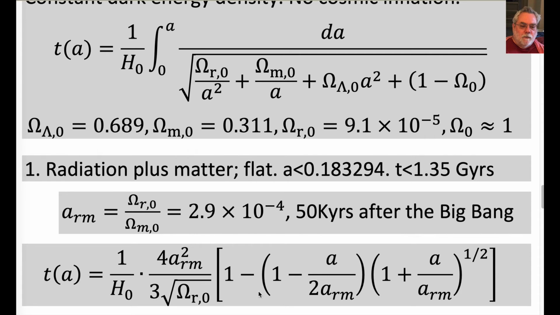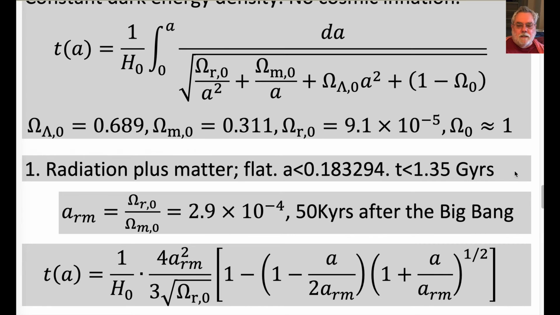This is the algebraic expression. This gives time since the Big Bang, or the end of cosmic inflation, as a function of scale factor when dark energy density is insignificant. This equation is useful for time being less than 1.35 billion years after the Big Bang.